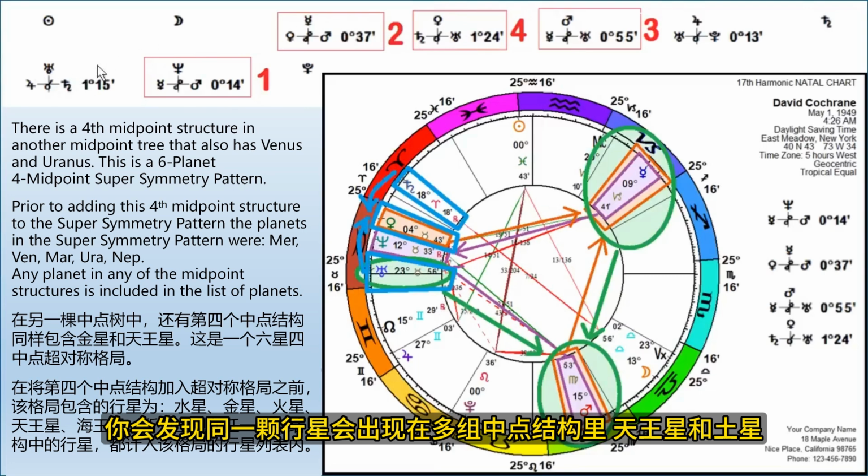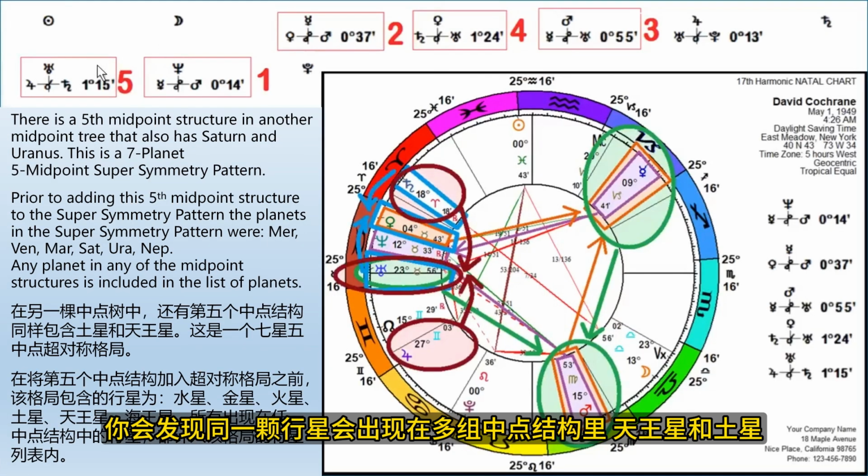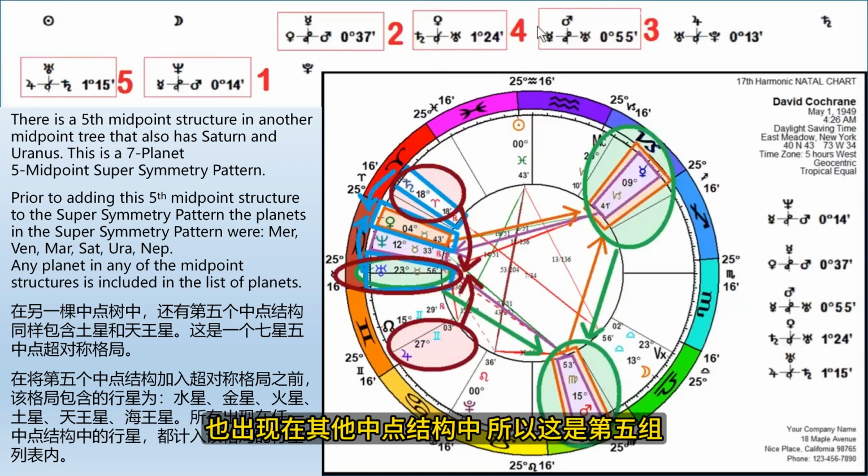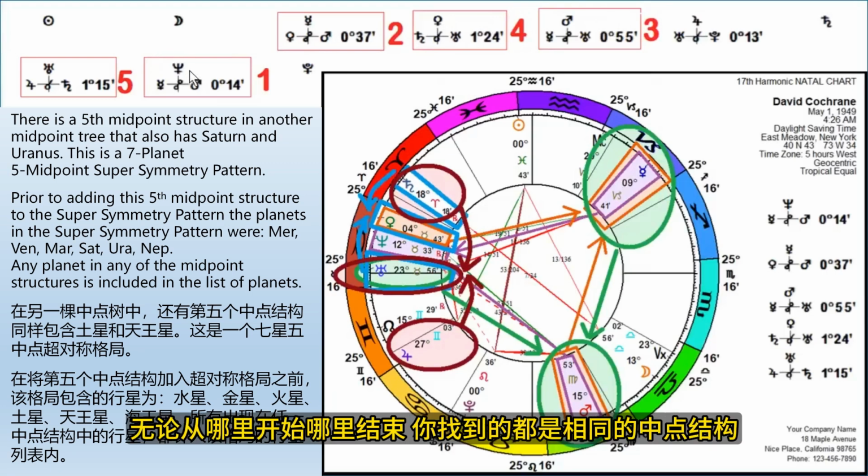Uranus and Saturn appear in one or more of the other midpoint structures. So this is a fifth one. You may have numbered them if you did this on your own. You may number them completely differently. You could have started out with a different midpoint structure. It doesn't matter what order you go in. You're going to get the same midpoint structures no matter where you start and end.